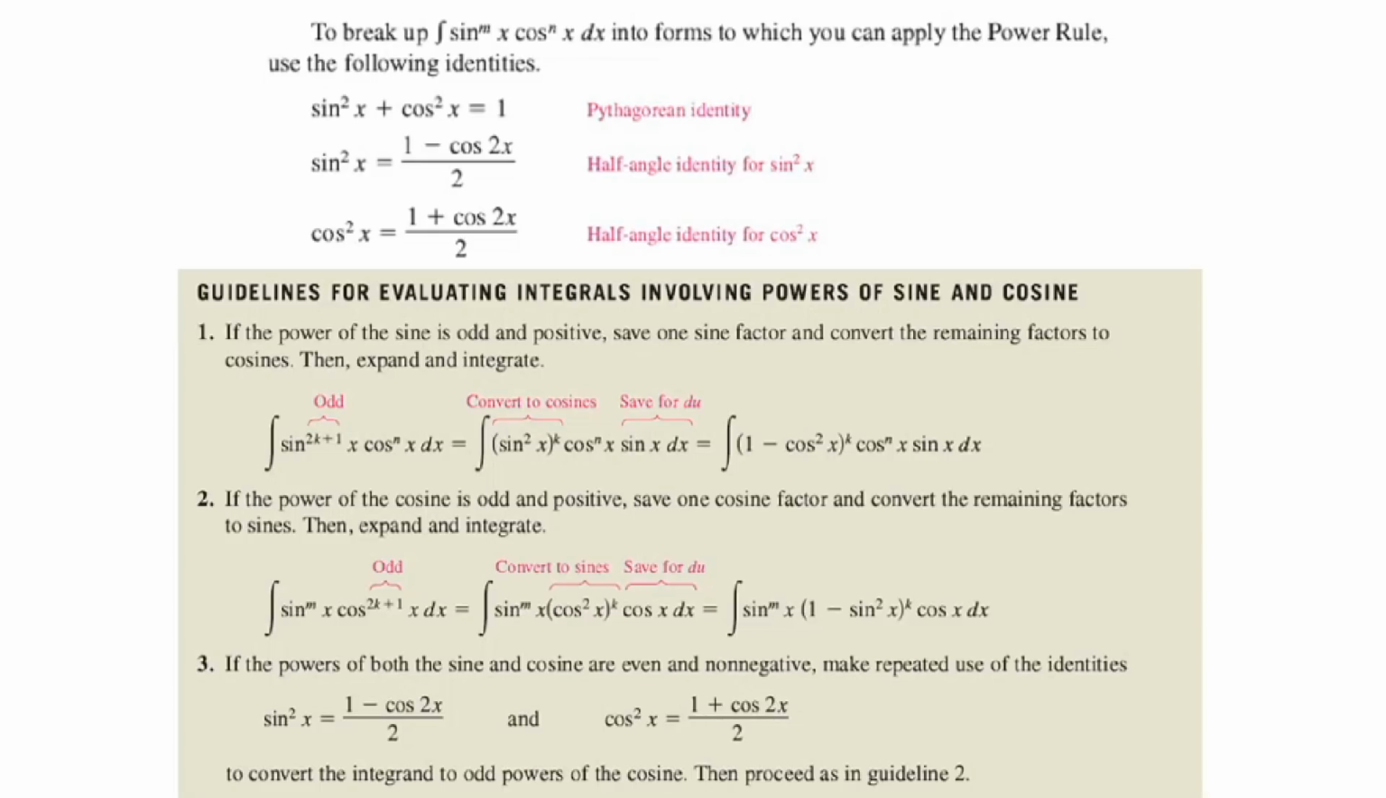Then expand and integrate. So the integral of sine to the power of 2k plus 1 of x times cosine to the power of n of x dx is equal to the integral of sine squared x to the power of k times cosine raised to n of x times sine x dx. So the meaning now of sine squared x, the integral of 1 minus cosine squared x to the quantity of that, then raised to the power of k, times cosine to the power of n of x times sine x dx.